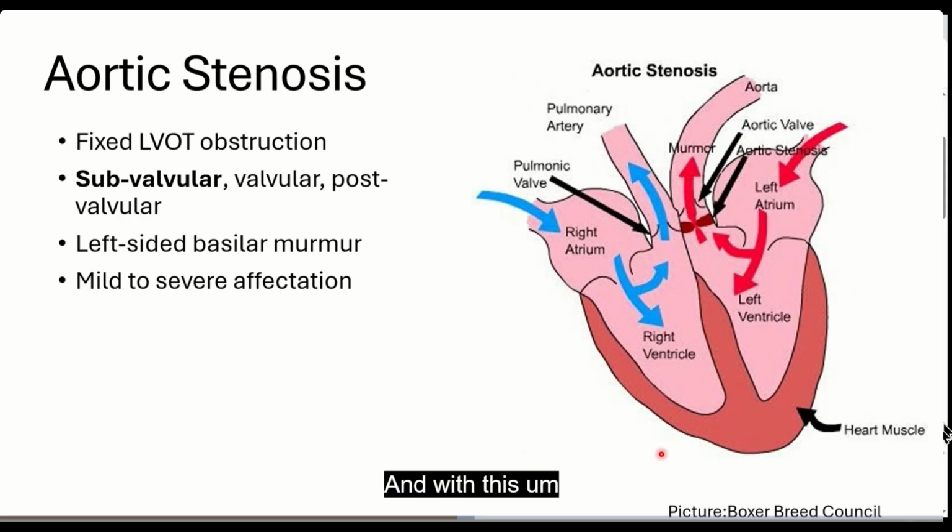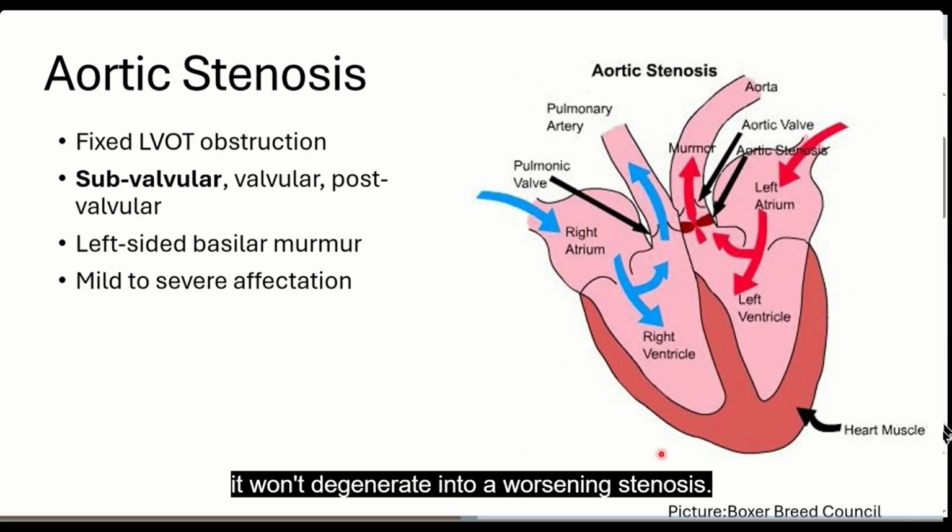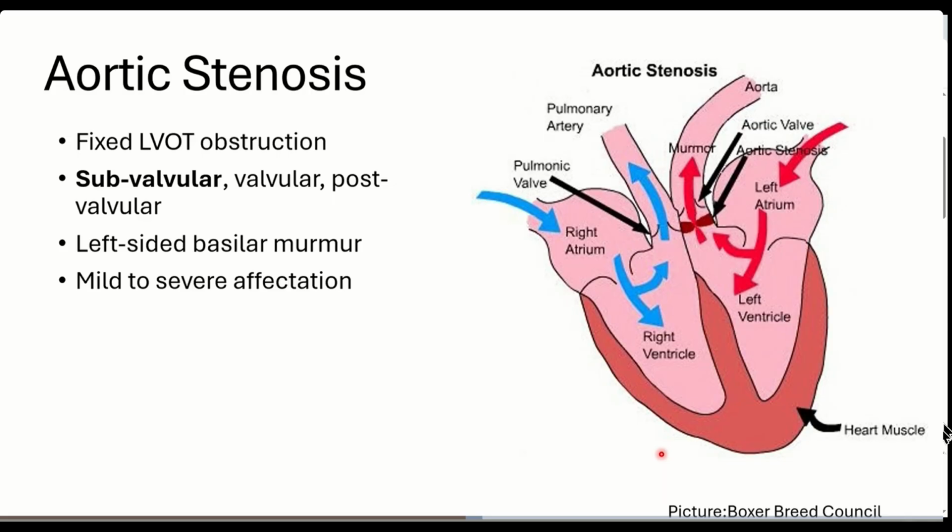And with this disease process, because it's a fixed obstruction and it's a congenital process, whatever the patient has, that's what they have. It won't degenerate into a worsening stenosis. If they are a mild aortic stenosis, there'll always be a mild aortic stenosis. Now, they might go on to develop degenerative valvular disease and have that to deal with on top, but their aortic stenosis shouldn't change in its affectation. It's either going to be mild forever, moderate forever, or severe forever.